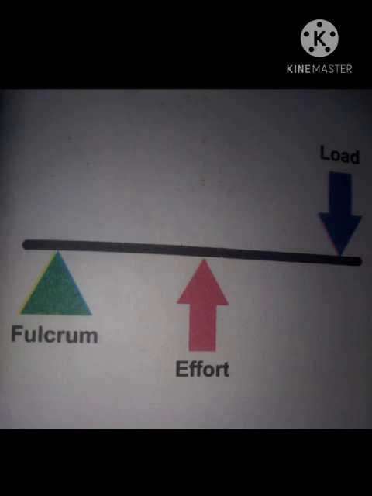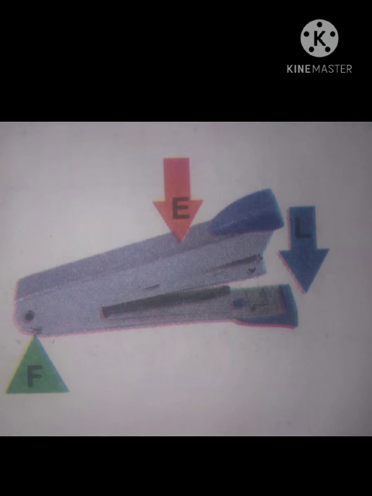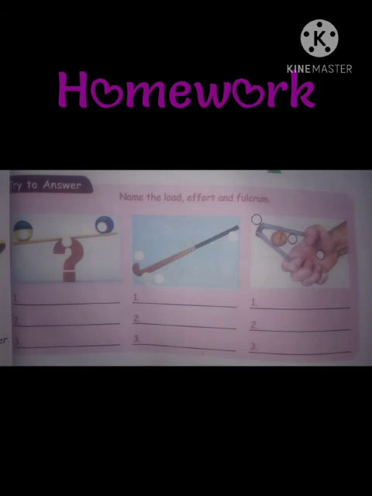Next, class 3 lever. In this lever, the effort is between the load and fulcrum. For example, a stapler. When we use the stapler, the force is applied in the middle of the stapler. Here the effort is between fulcrum and load. It is an example of a third class lever. Next, try to answer. My dear students, find which type it is and write below the picture. This is homework for you. Thank you.